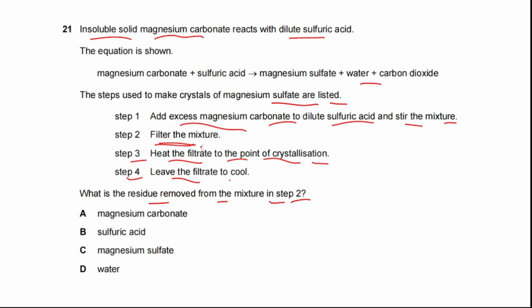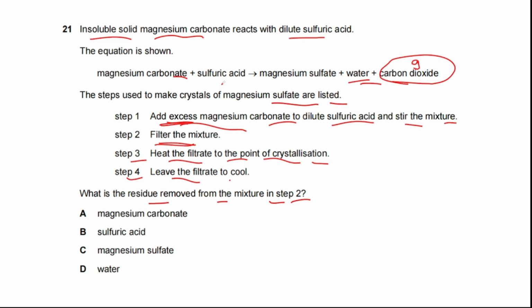So step 2 is to filter the mixture. So we have added the magnesium carbonate, which is in excess, to the sulfuric acid. So it will be forming water and carbon dioxide. Since carbon dioxide is a gas, it will definitely be removed, and the water is dissolved. And here we have taken the magnesium carbonate in excess.